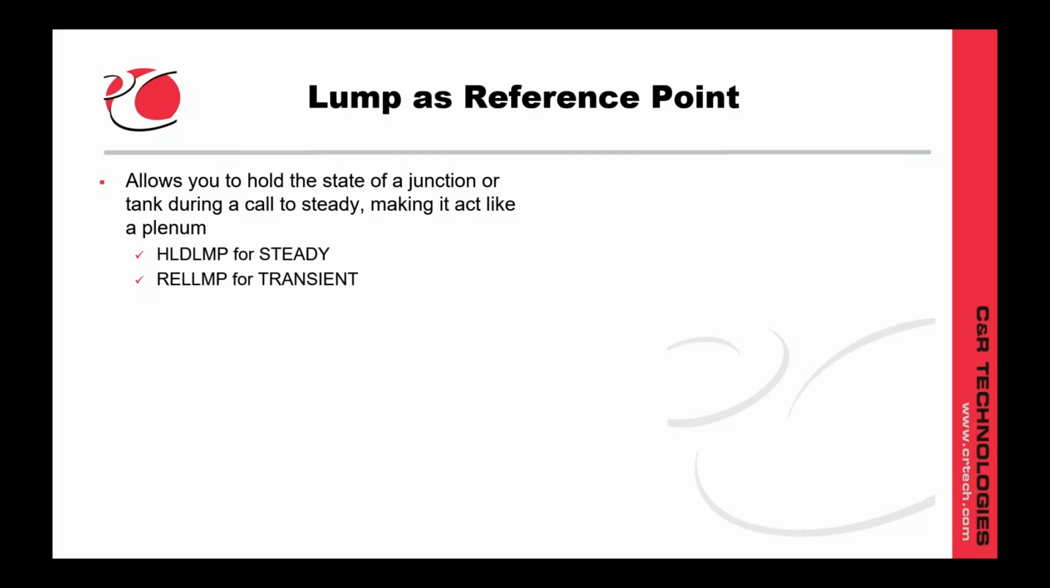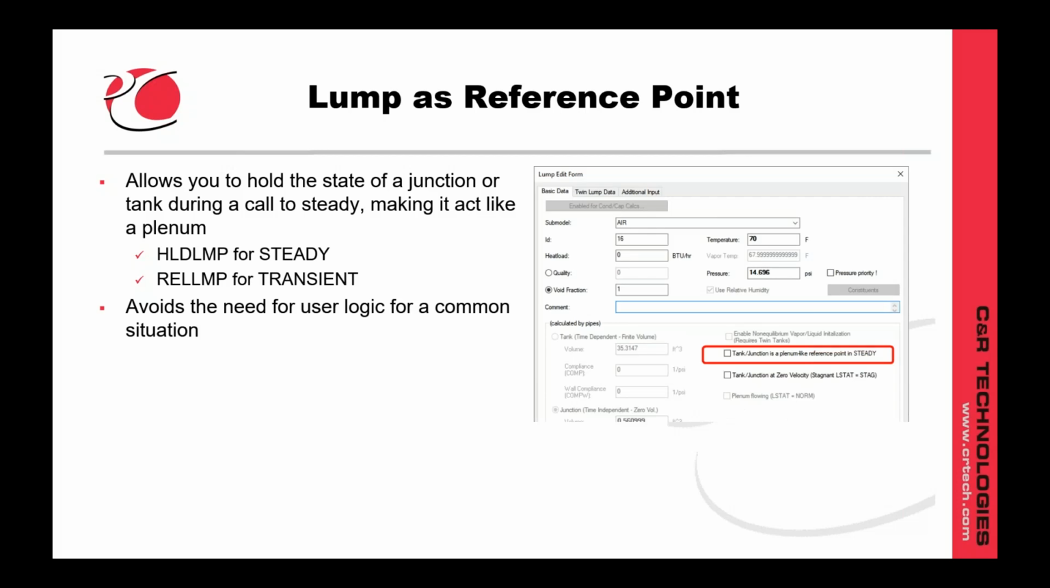This is useful when modeling certain types of two-phase fluid systems or for systems where the focus is on filling or emptying a tank. You've always had the ability to create user logic to create a hold lump on and later release that lump, but we've added an option directly on the lump edit form. When you select this option, FloCAD will automatically include a hold lump call for steady states and then release that hold for transient runs. This replaces the need for the user-defined logic.